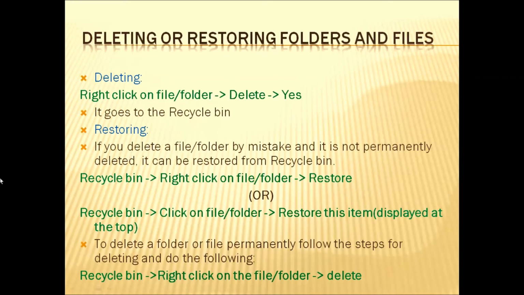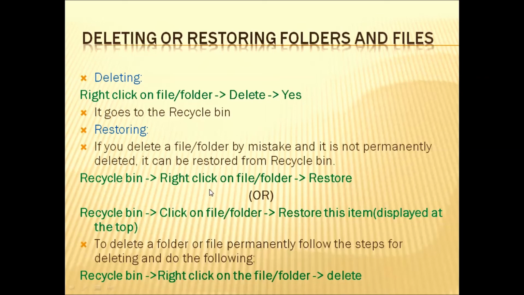Now how to restore it? Why do we have to restore it? If you deleted a file or folder by mistake, if you want it again, at that time we can restore it. What are the steps for restoring? Go to the recycle bin, right click on the file or folder, then click on restore. The other way is go to the recycle bin, click on the file or folder. So we have to do a left click, a normal click on the file or folder, then go to restore this item, which will be displayed at the top of the recycle bin. We have to go to this option, restore this item. There are two ways. The easier one is this one.